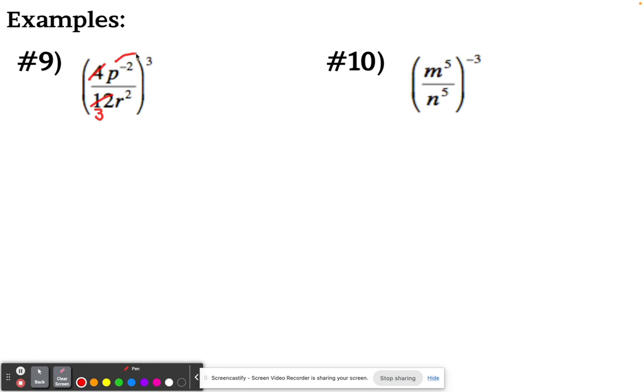So p to the negative 2 power to the 3rd power will give me p to the negative 6 power. Then I'm going to have 3 to the 3rd power, and r to the 2nd power raised to the 3rd power will be r to the 6th power. Now my last step is I'm going to bring this downstairs. I'm going to be left with a 1 on top. 3 to the 3rd power, by the way, is 27. I'm going to write that down. My P will come before my R because I keep things alphabetical. P to the 6th power and R to the 6th power.